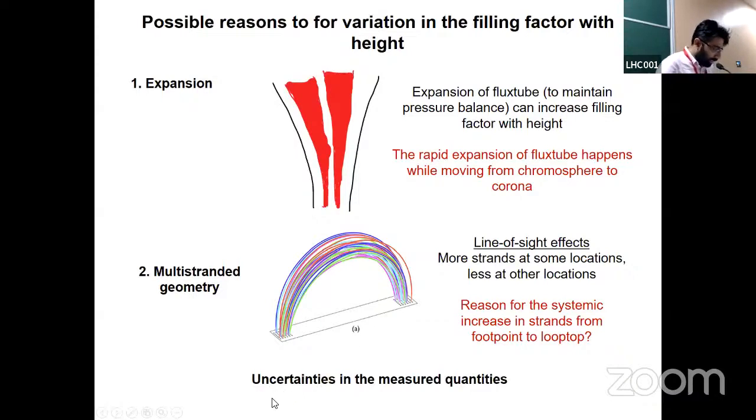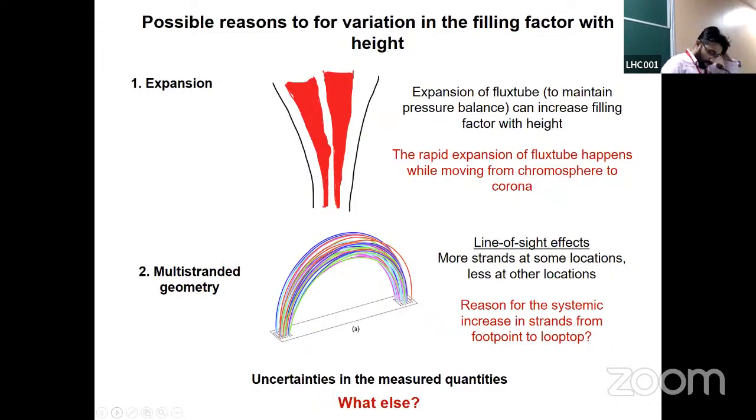And the third thing is the uncertainty in the measured quantities. The measured quantities were the depth and the densities. So if there are uncertainties in the measurement of those quantities, that can also lead to a false increase. There may not be any increase, but it would be a false increase, right? So we will see how to go about it. But that work was a motivation for us to look at this problem in more detail.